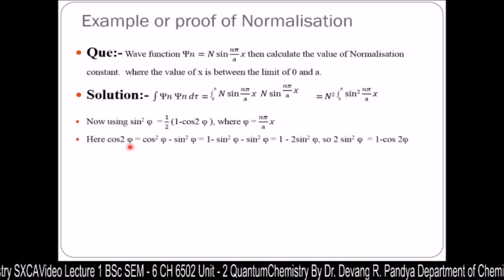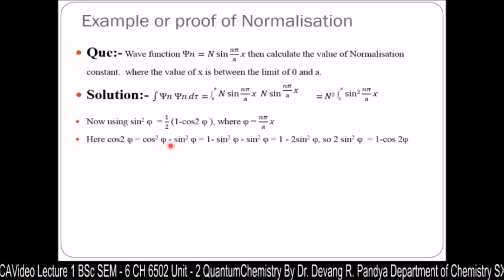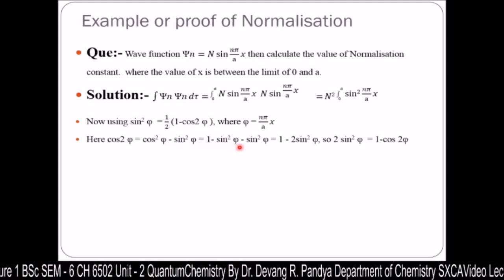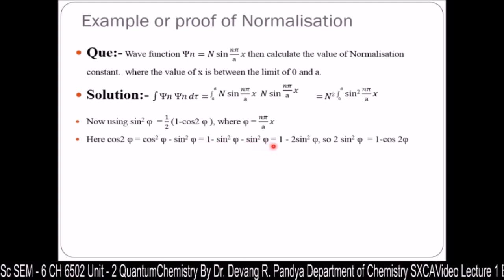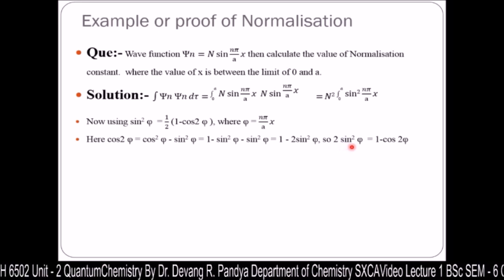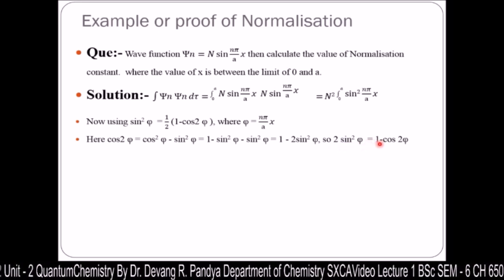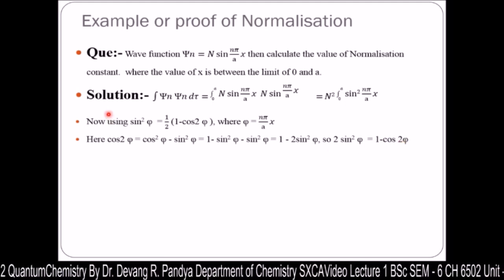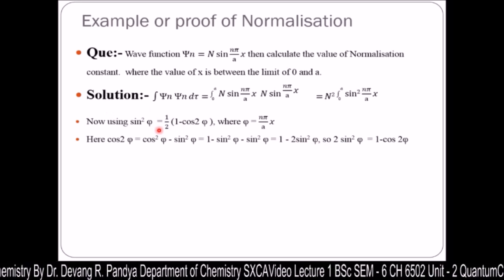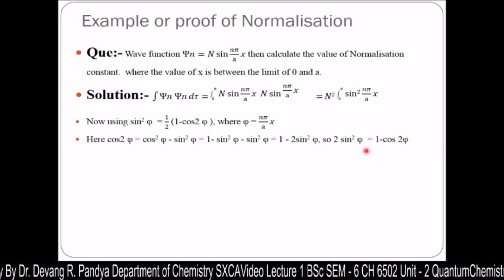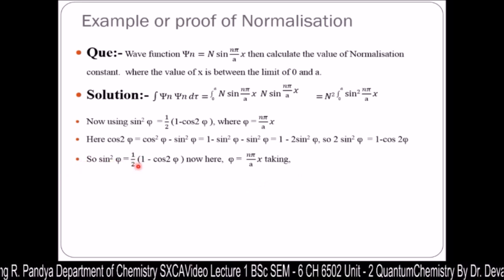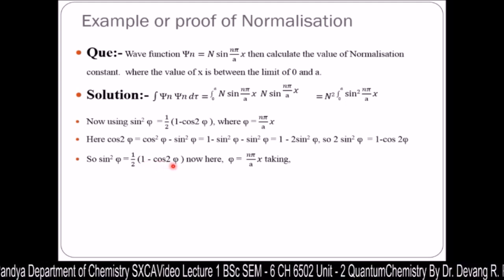Here cos 2 phi is equal to cos square phi minus sine square phi, is equal to 1 minus sine square phi minus sine square phi, is equal to 1 minus 2 sine square phi. So 2 sine square phi is equal to 1 minus cos 2 phi. This is how this relation is obtained. Now sine square phi is equal to 1 by 2 into bracket 1 minus cos 2 phi.